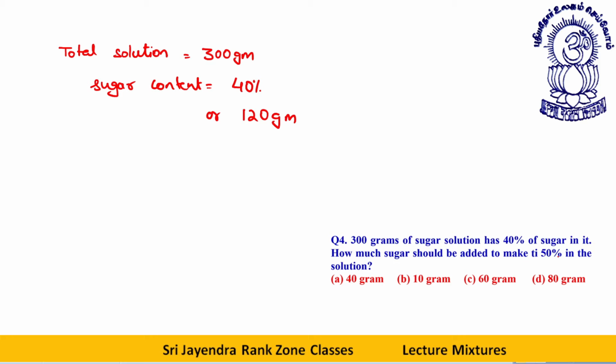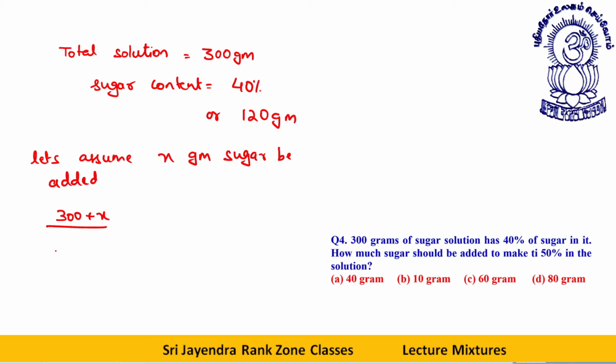How much sugar should be added to make it 50% in the solution? Now, how much sugar should I add so as to make it 50% in the solution? See, now let's assume x gram sugar be added. Okay, so what will happen if I add x gram sugar? The sugar content will be 120 plus x. Total content will be 300 plus x, so as to make it 50%.